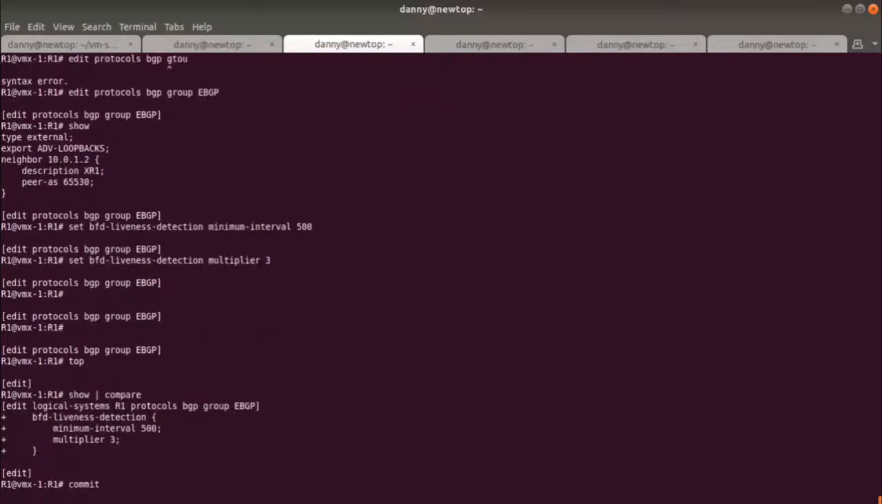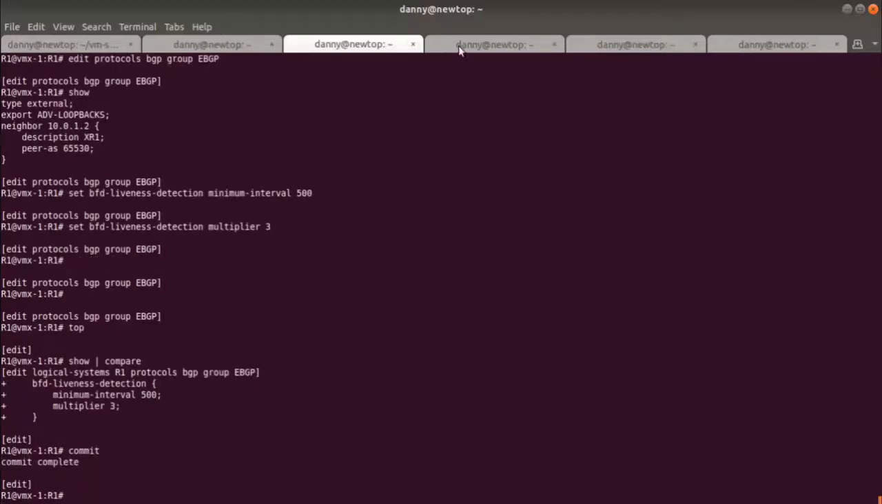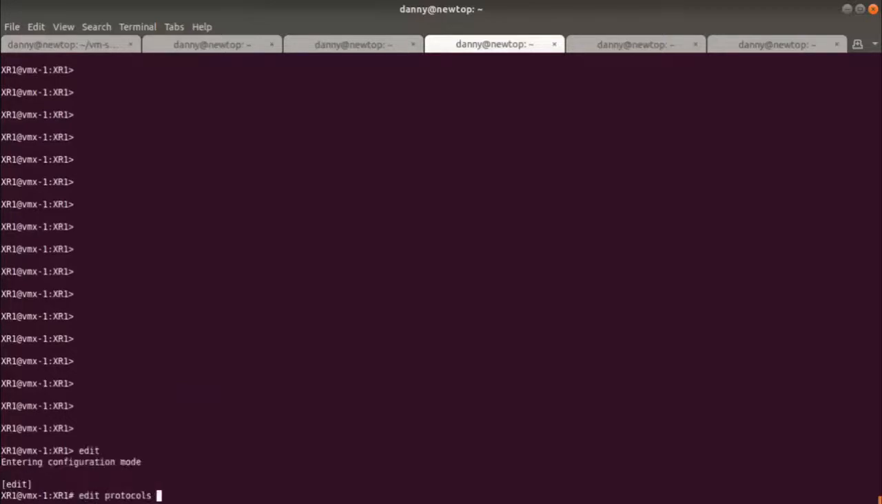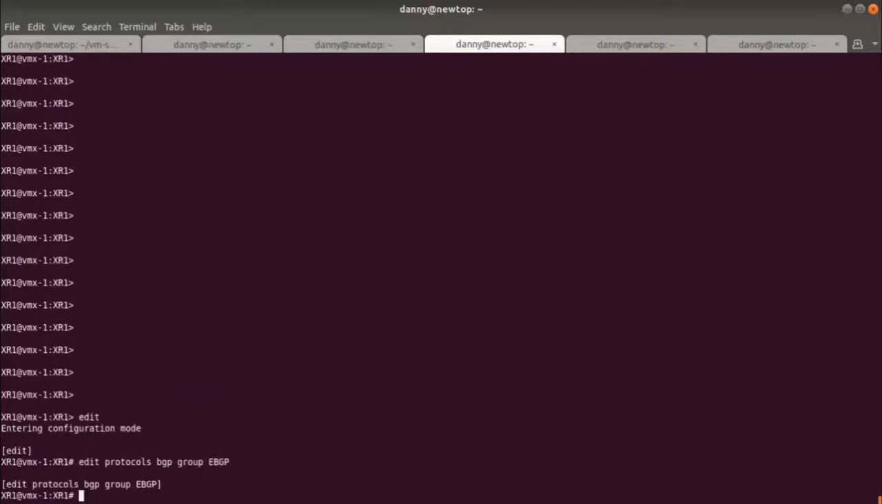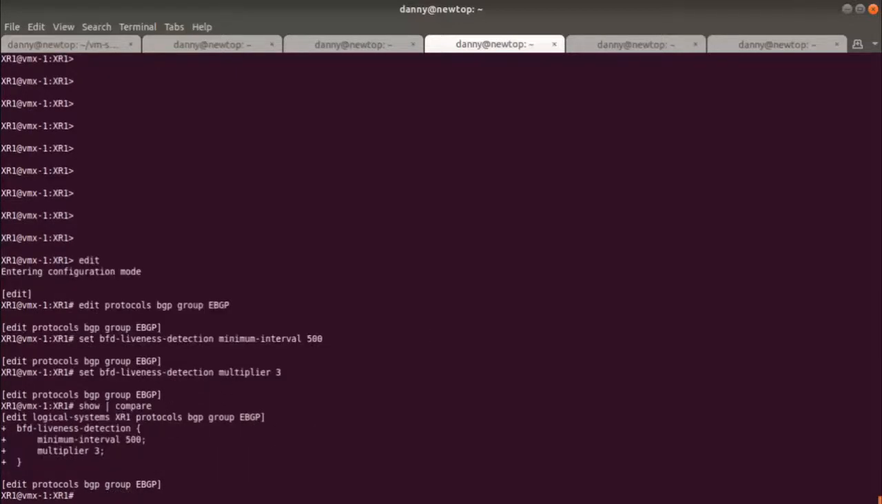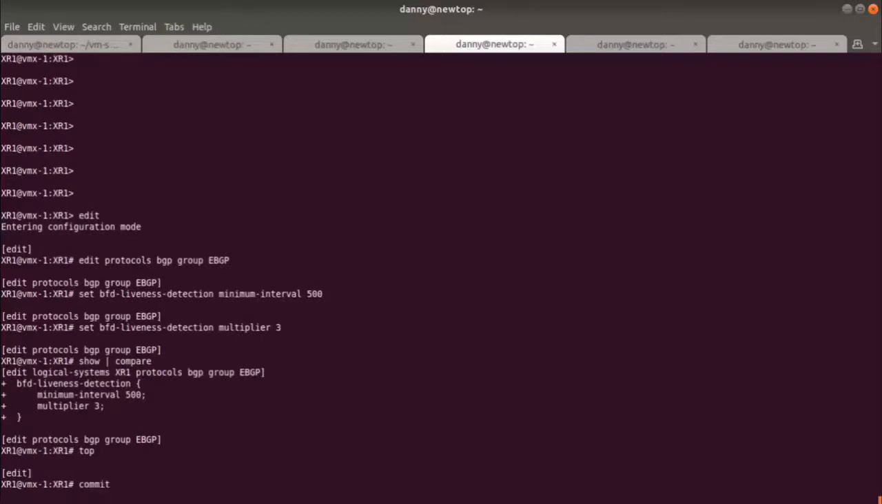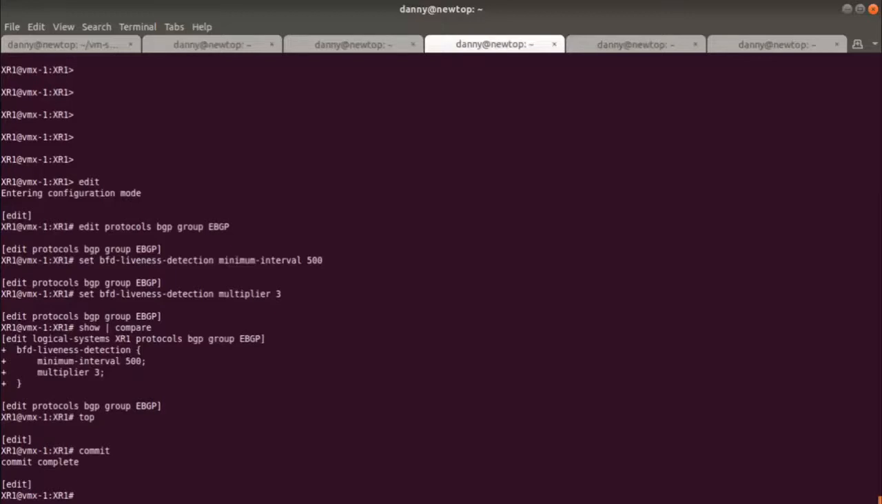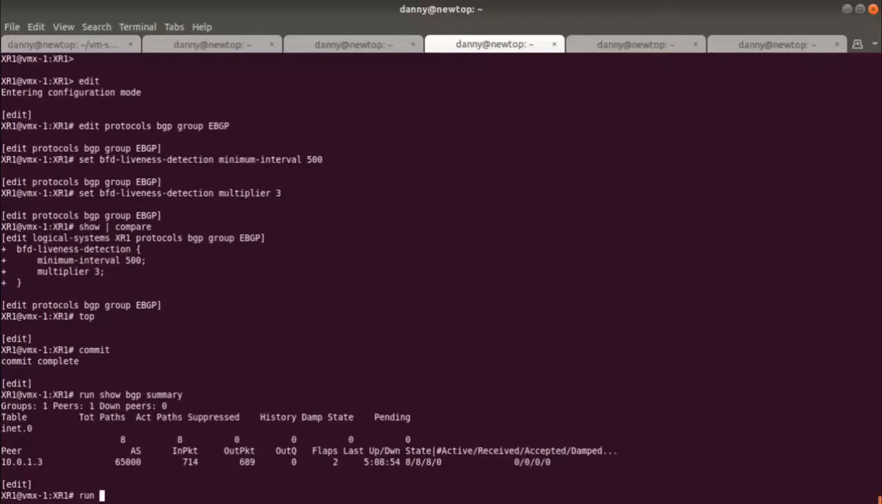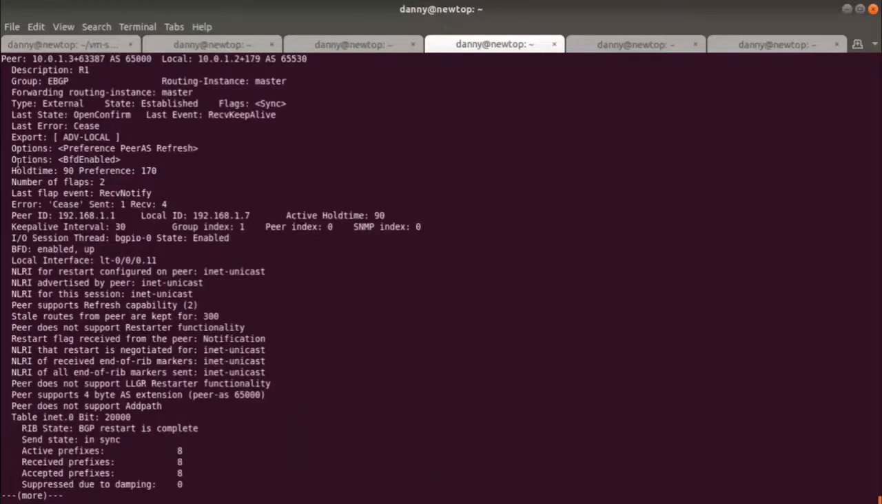So let's commit the configuration, and let's do the same on XR1. And now we've committed that BFD configuration. So let's have a look at the BGP neighbor. You see we now have the BFD enabled flag listed in a show BGP neighbor output. This means that BFD is enabled for this session.